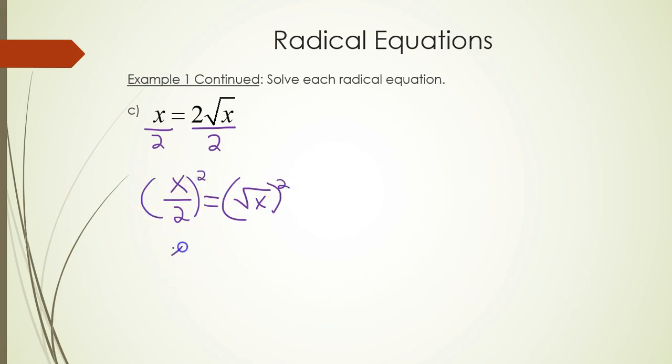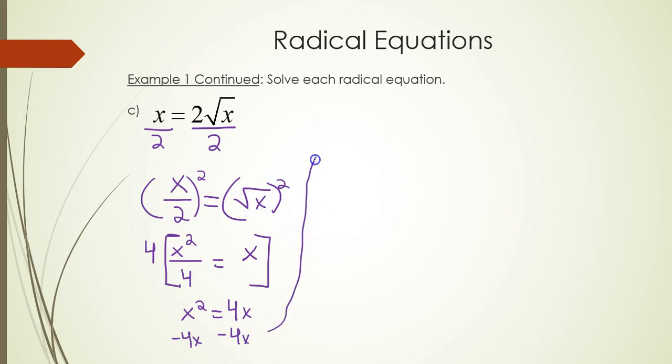Squaring a fraction means you square the top to get x squared, you square the bottom to get 4. In order to solve this equation, well, I'd have to multiply everything by 4. That's how I'd get rid of the fraction. So you'll actually end up getting x squared equals 4 times x. Set it equal to 0. So take away 4x from both sides, and you would get x squared minus 4x equals 0.